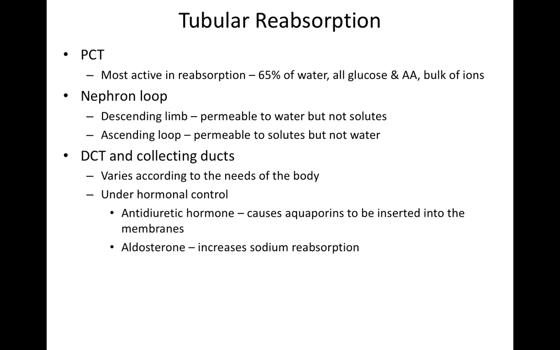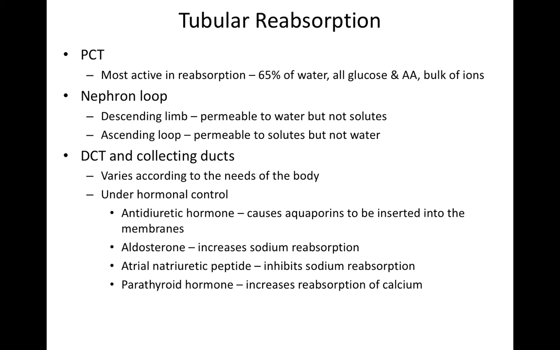Aldosterone increases the amount of sodium reabsorption here. So it's going to drive sodium reabsorption, which is then going to, of course, drive water reabsorption. Atrial natriuretic peptide, actually all of the natriuretic peptides, inhibit the reabsorption of sodium. So if the sodium stays in the filtrate, so does the water, and that's going to allow us to have a higher volume of urine.